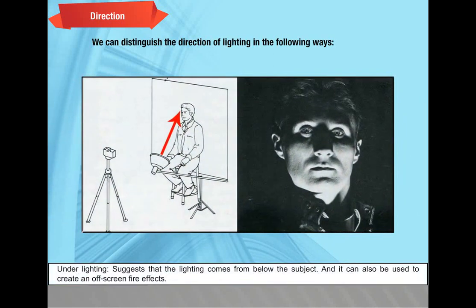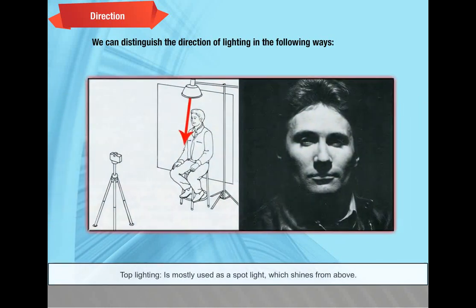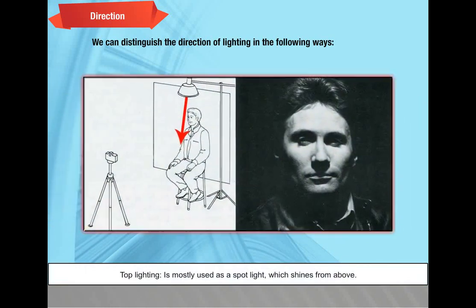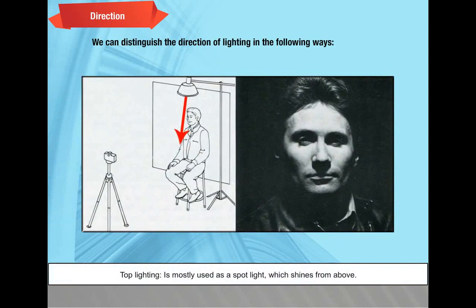Underlighting suggests that the lighting comes from below the subject, and it can also be used to create an off-screen fire effect. Top lighting is mostly used as a spotlight which shines from above.